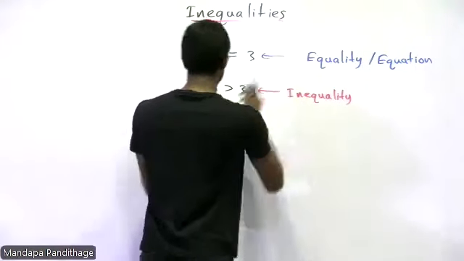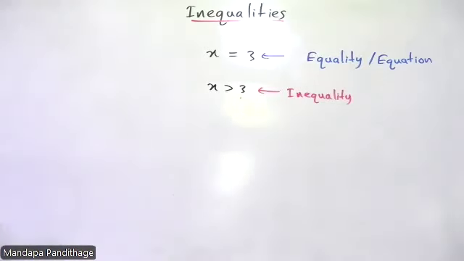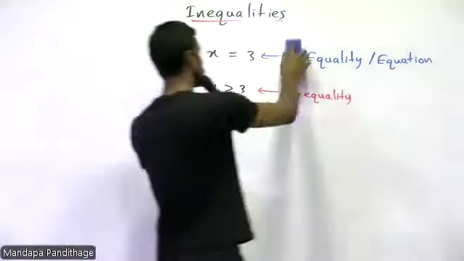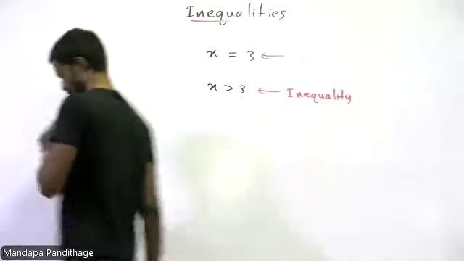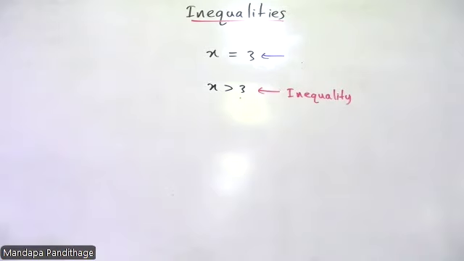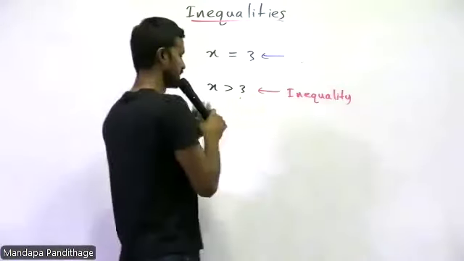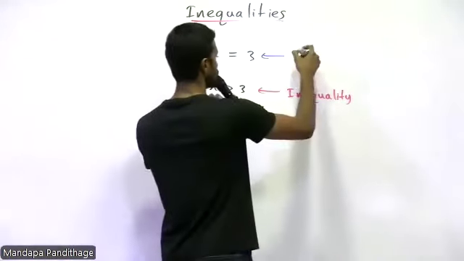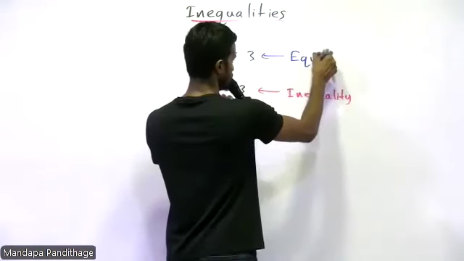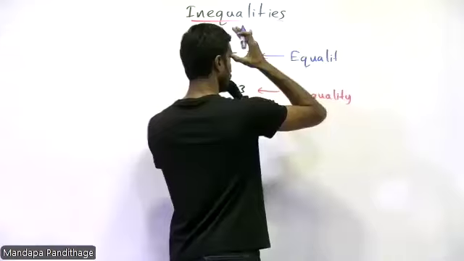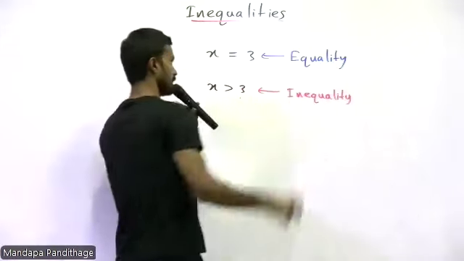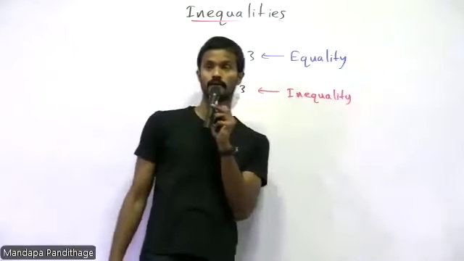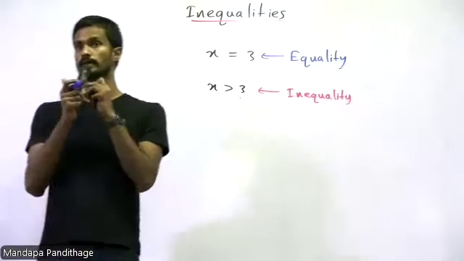When a mathematical expression consists of an equal sign, it is termed to be, write in a black pen, an equality. It is termed to be an equality.